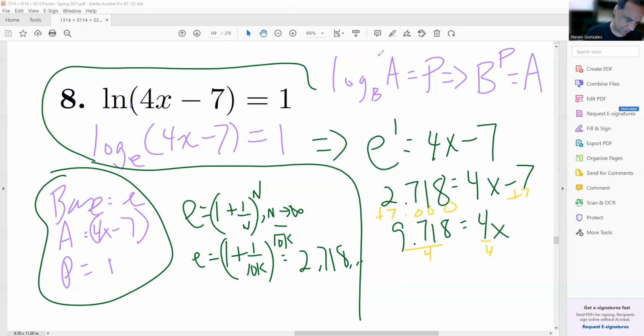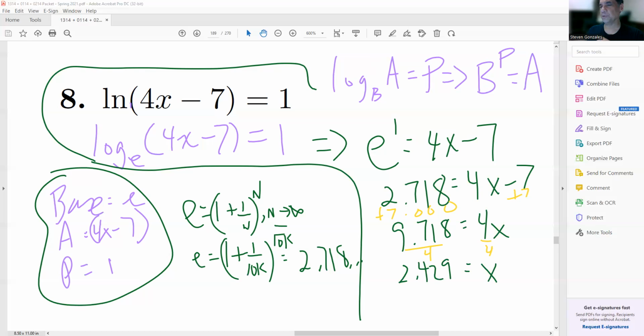So I'm going to divide by 4, and I end up getting x equals 2.429. Now that's an approximate value. Like I said, you might be happy with the approximate value, you might not be.